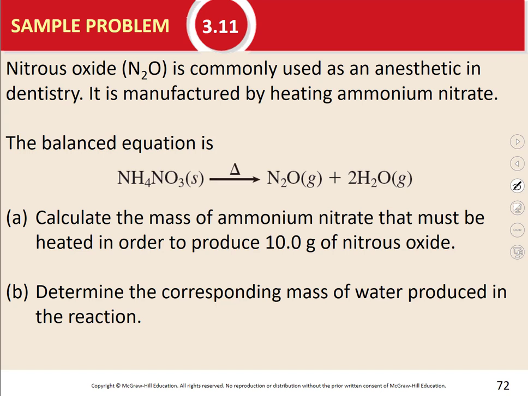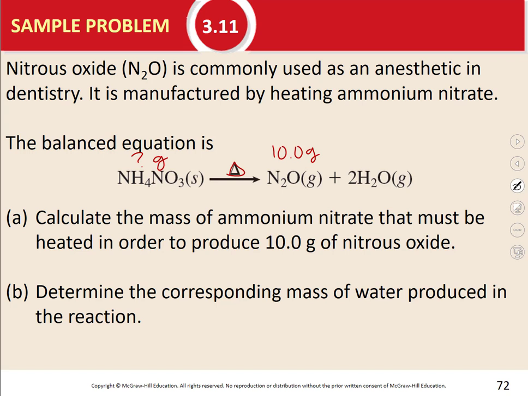It's manufactured by heating. That's what this little triangle here means, that I'm heating ammonium nitrate to decompose ammonium nitrate into nitrous oxide and water. So the first question says, calculate the mass of ammonium nitrate that must be heated in order to produce 10 grams of nitrous oxide. So I want 10 grams of this, and I'm being asked how many grams of that.